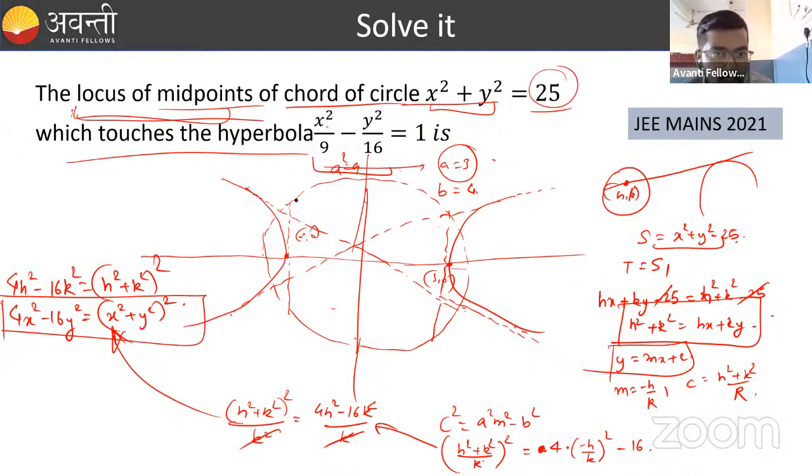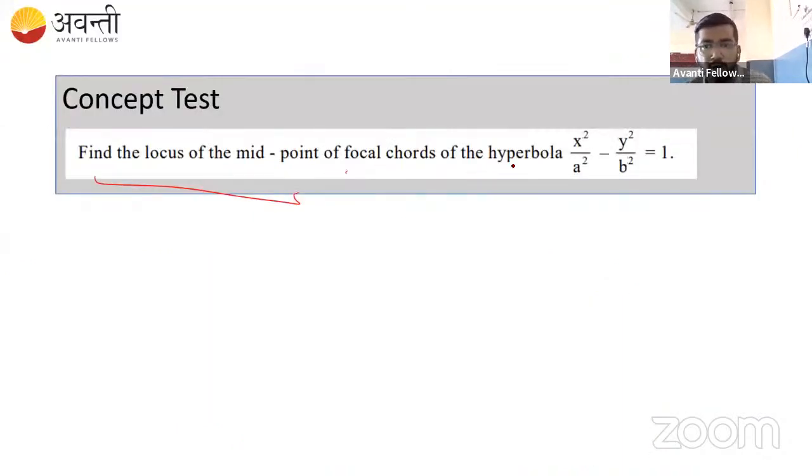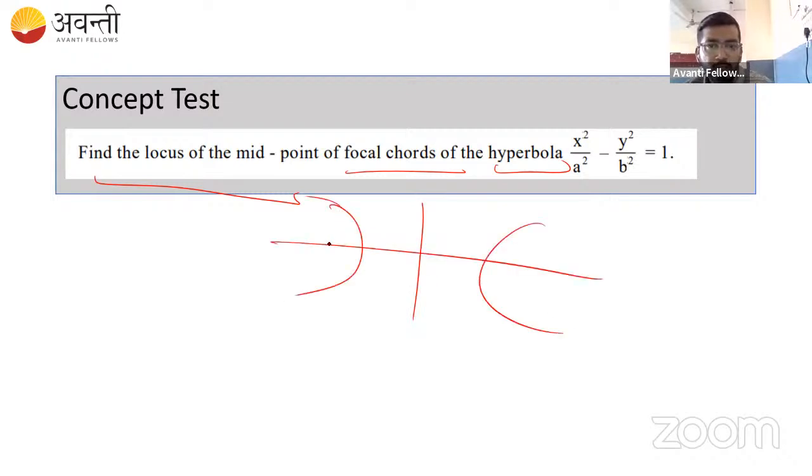Now find the locus of midpoint of the focal chords of the hyperbola x square by a square minus y square by b square equals 1. So this is the hyperbola. A focal chord, what is the focal chord? It is a chord passing through the focus. Where is the focus of the hyperbola?